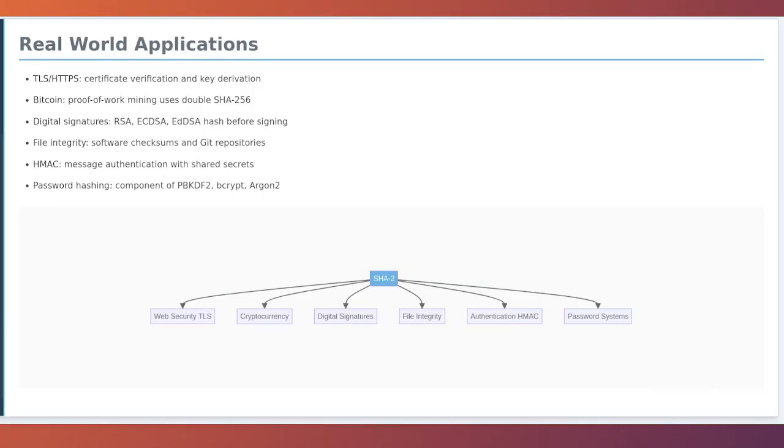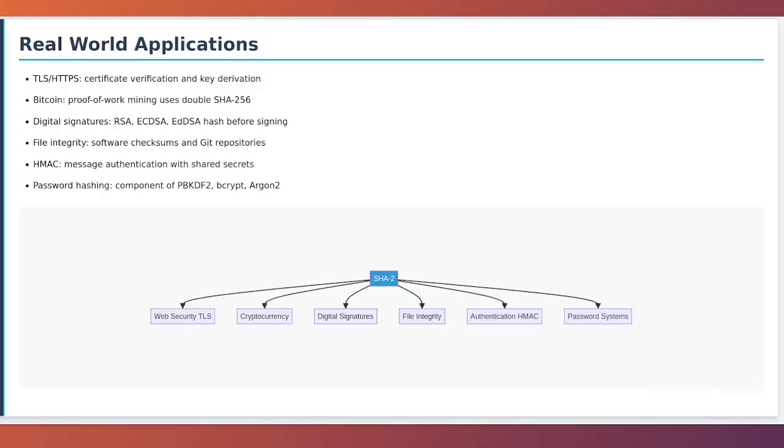applications. Real-world applications. SHA-2 is everywhere in modern computing. Let's explore some real-world applications to understand why this algorithm matters so much. Application 1 is TLS and HTTPS. When you visit a secure website, your browser uses SHA-256 or SHA-384 to verify digital signatures on certificates and to derive encryption keys through protocols like HKDF. Every time you see that padlock icon, SHA-2 is working behind the scenes.